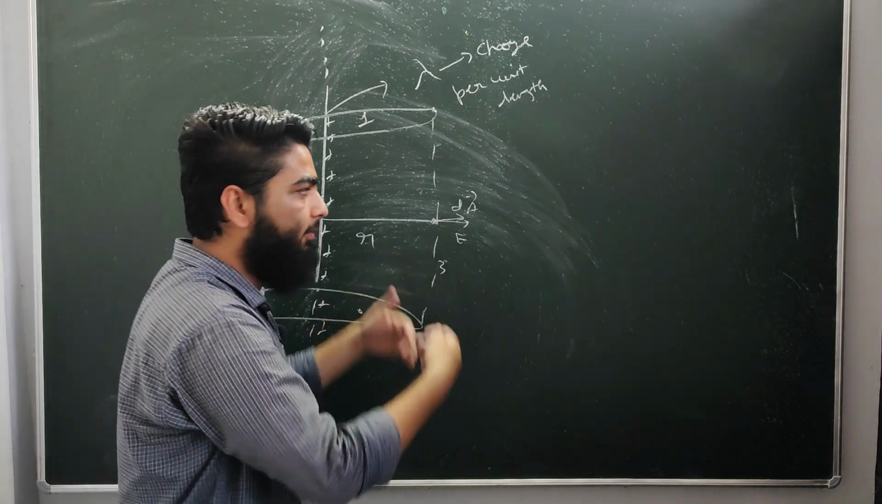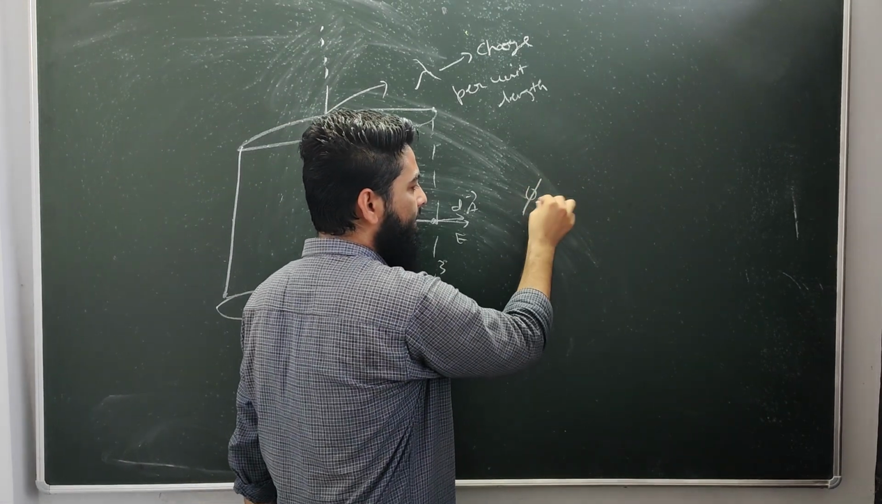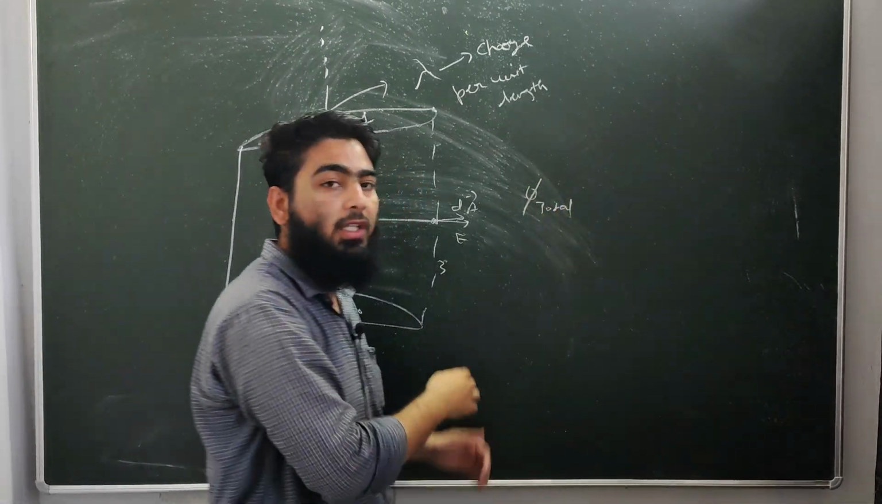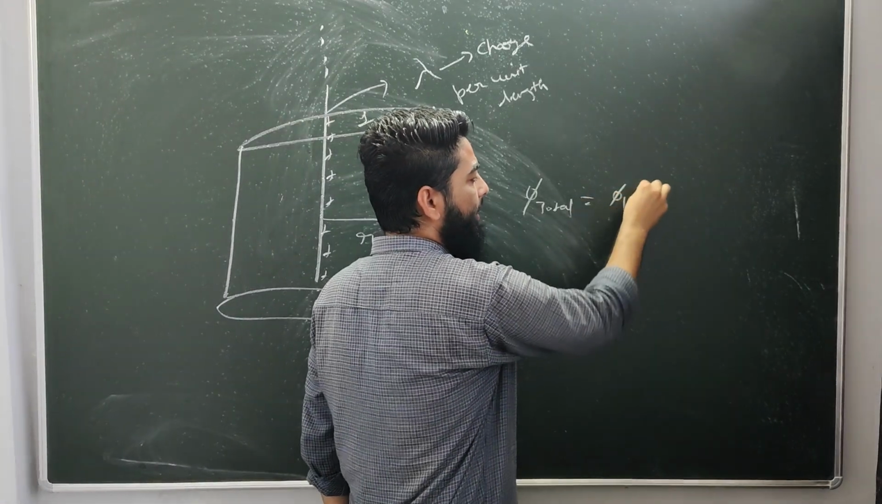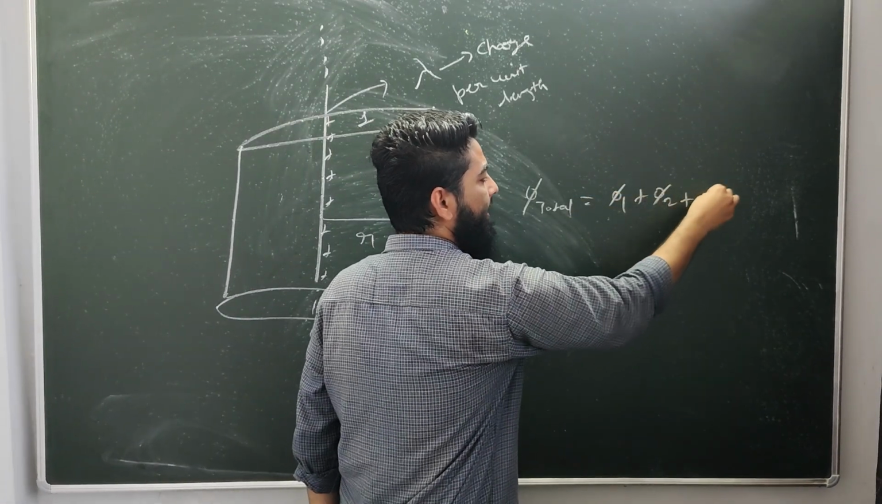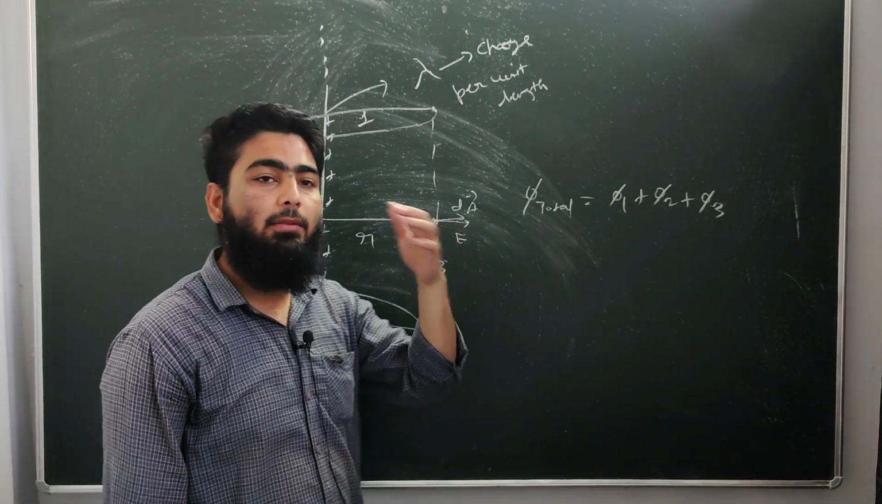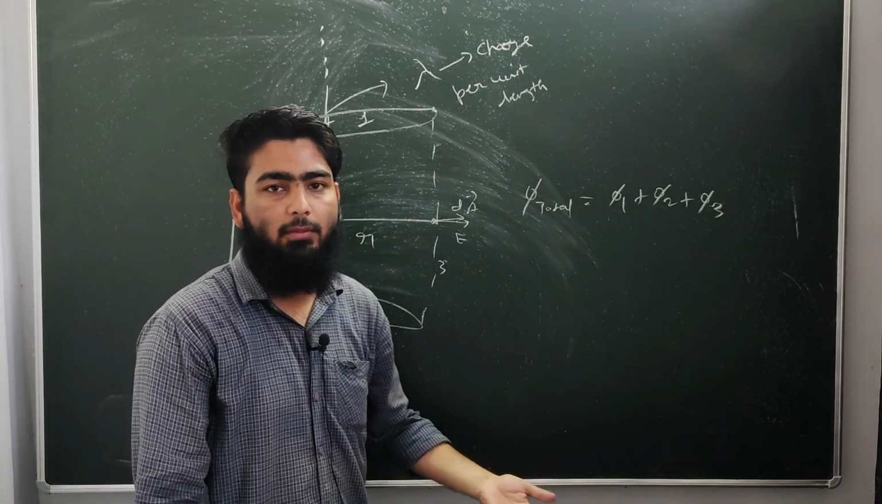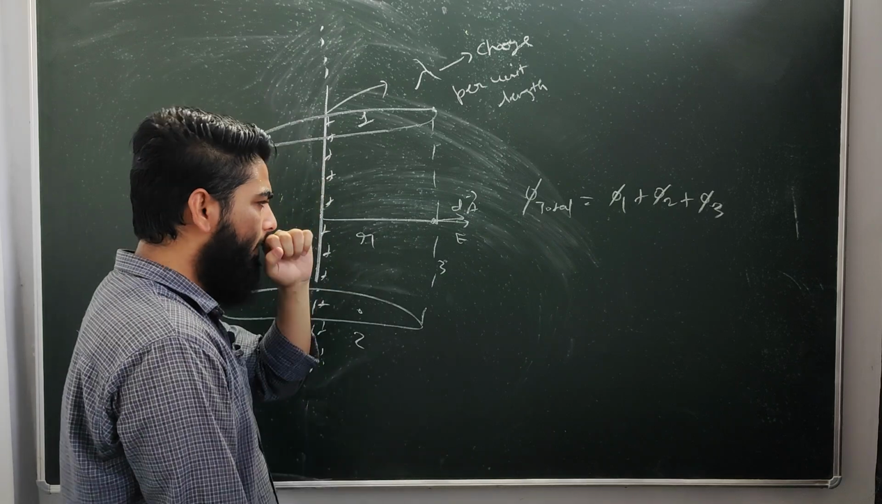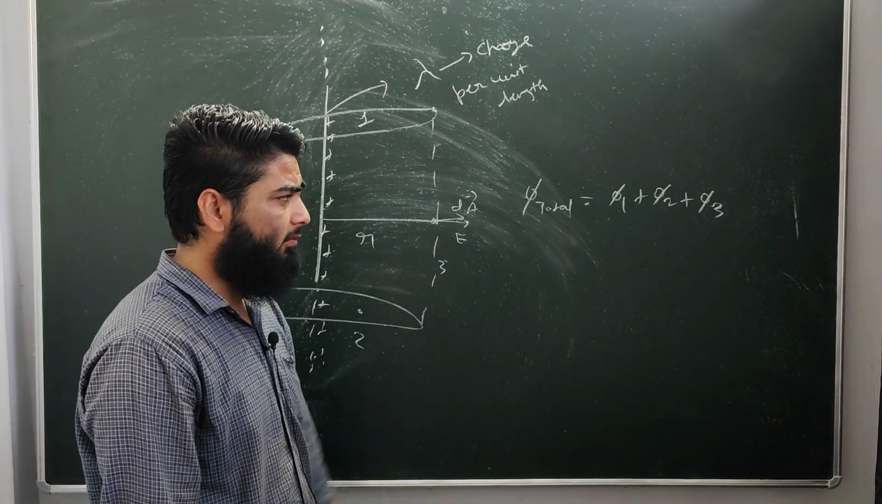So simply start. Let's say the total flux is the total flux through all the surfaces which are contained by the Gaussian surface: phi 1 plus phi 2 plus phi 3. We have given the names 1, 2 and 3, although we can see that 1 and 2 are the same, both are circles, but still. So this is the total surface.